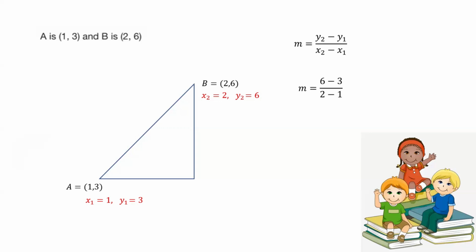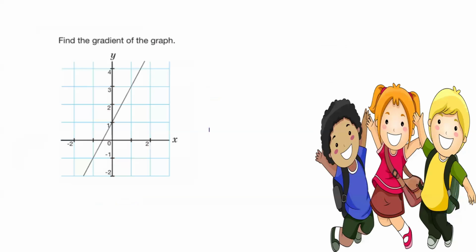y2 is 6 and y1 is 3, so you can subtract that, 6 minus 3. And then divide by x2, which is 2, minus x1, which is 1. So 2 minus 1. When we simplify, we'll get 3 over 1. So the answer for the gradient of this AB is 3. I hope you all got it. This is simple, so you can go through it slowly, okay?